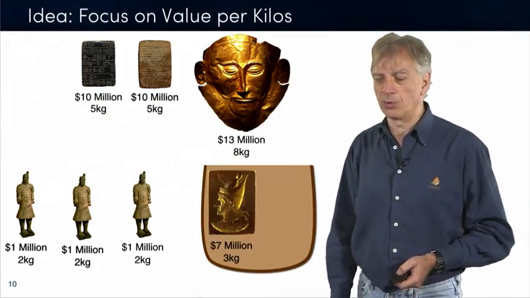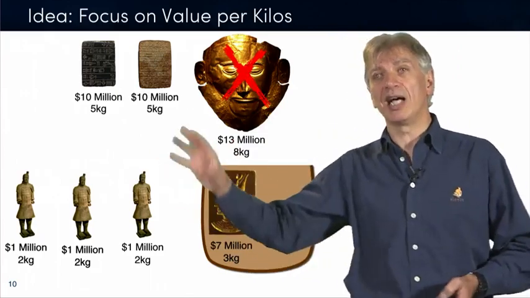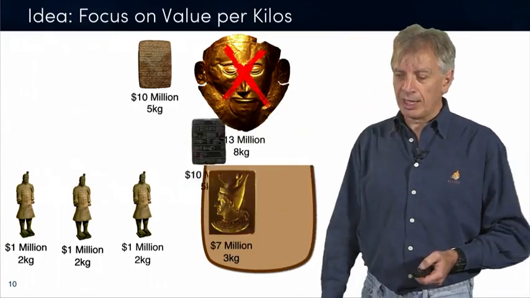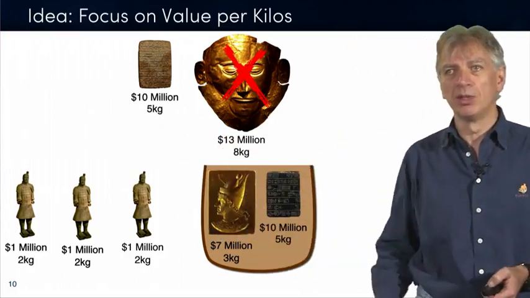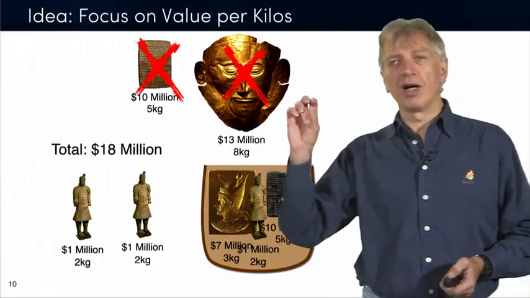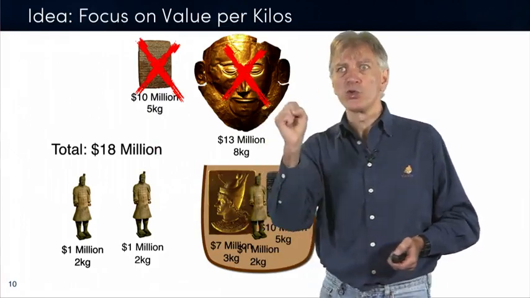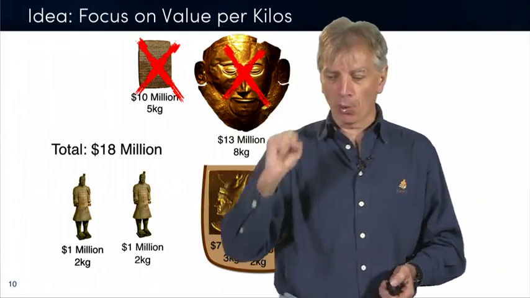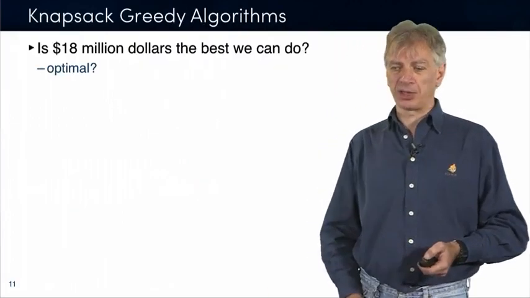Okay, so you put this particular artifact first, and as soon as you do that, you can't select the mask anymore. And then you put the tablet, and you get 8 kilos. So you still have some room to put a particular warrior there, and you get a value which is 18 million. Okay, so here we exploited the structure. We looked at the value per weight unit, and we got a better solution in this particular case, okay?